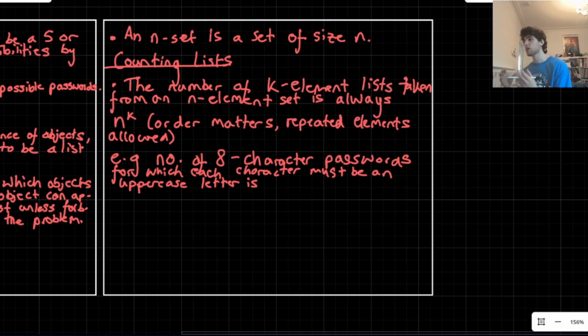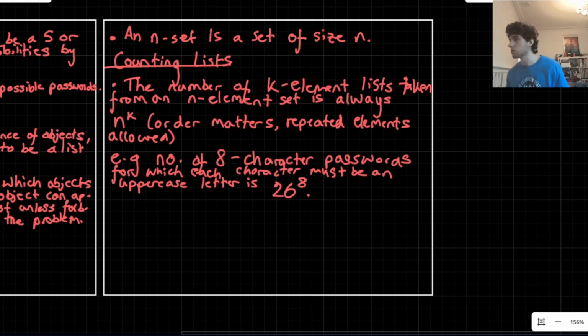Because effectively we have an 8-list that we're trying to construct. We're trying to find how many possible passwords exist, so basically how many 8-lists are there. And each element is some element in the set of uppercase letters, which is of size 26. So we're trying to find the number of 8-element lists from a 26-element set, and using our formula, that's just going to be 26 to the power of 8.